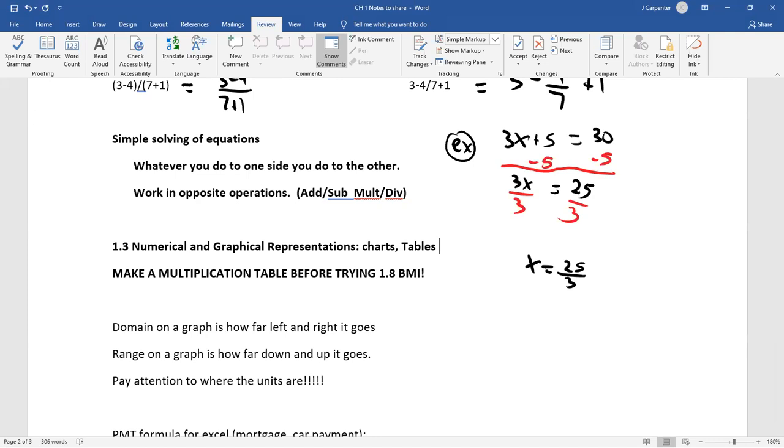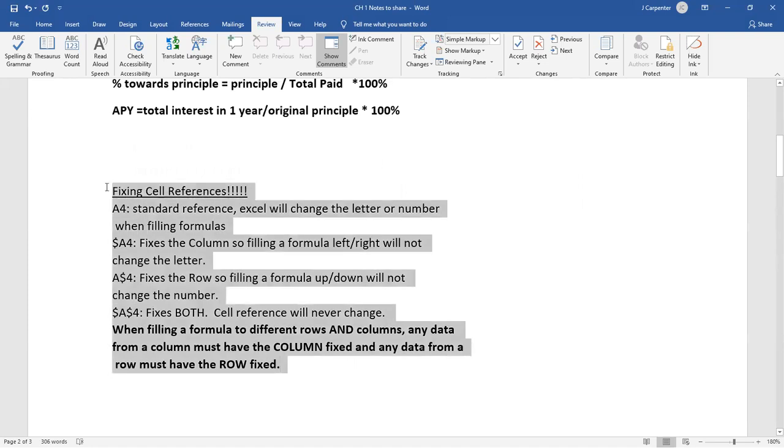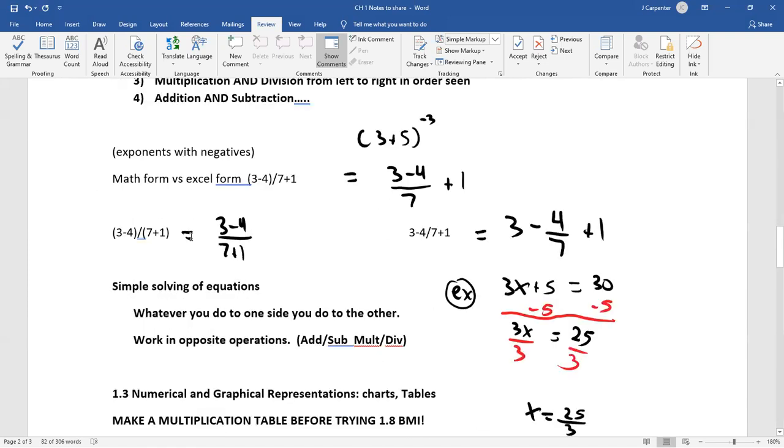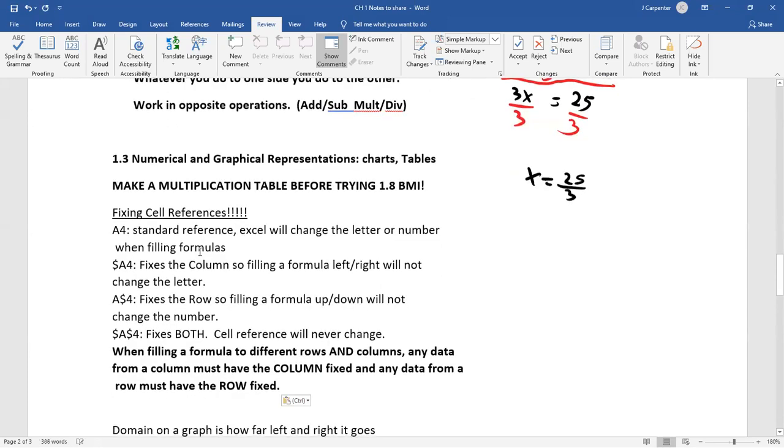Oh, this is a bad one. Excuse me. Make a multiplication table before trying 1.8 BMI. So that will be the first homework that uses this stuff. So I'm actually going to copy paste this just for a second because it's still relevant. Sorry about that. I can't get to my on-off switch quick enough.